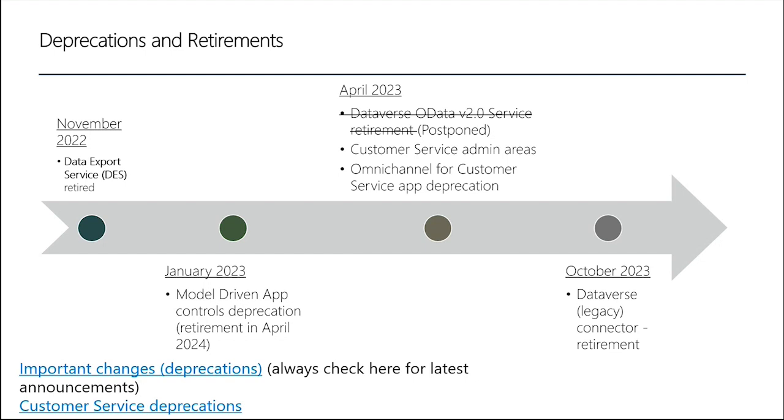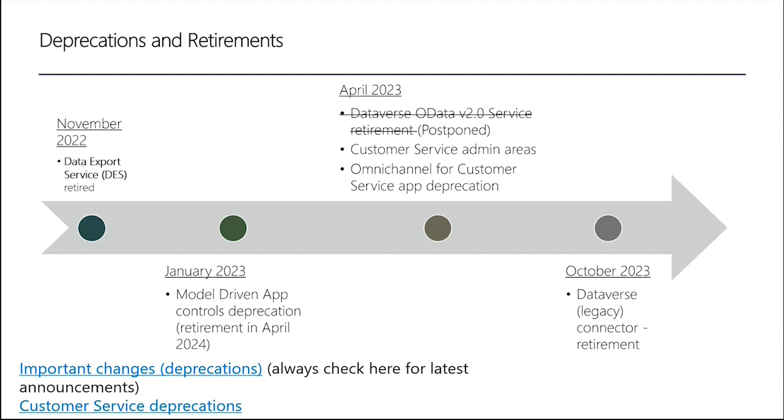Okay, let's talk a bit about deprecations and retirements in April. Back in November, we'll go back a little bit first, the data export service was retired, so everyone should be off of that by now. In January, we had some model-driven app controls that were deprecated. The retirement doesn't come until April of next year, but if you are using those, we recommend you move on to other solutions.